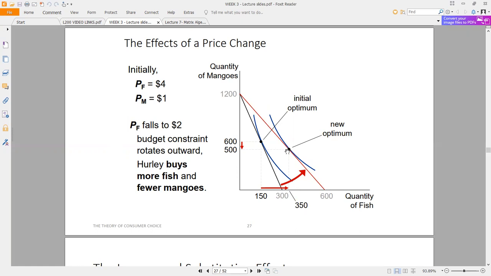So at this point, the individual is now consuming 300 units of fish. You see that there's an increase in the quantity demanded of fish, but there's a decrease in the quantity demanded of mangoes. So it falls from 600 to 500. So after the fall in price, the optimal bundle will move from 150, 600 to 300, 500. So this is the effect of a price change.